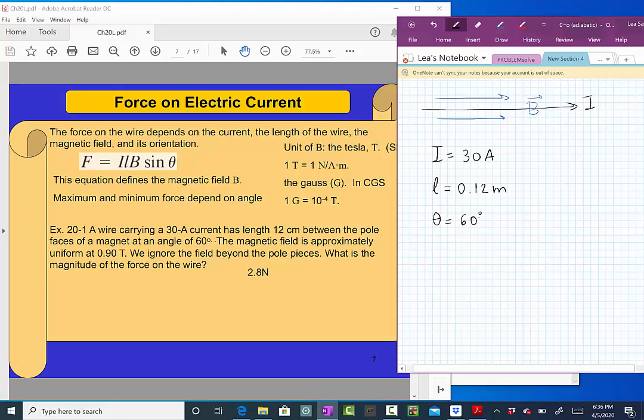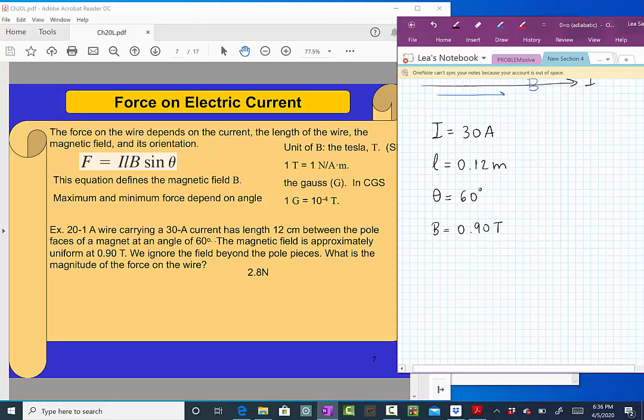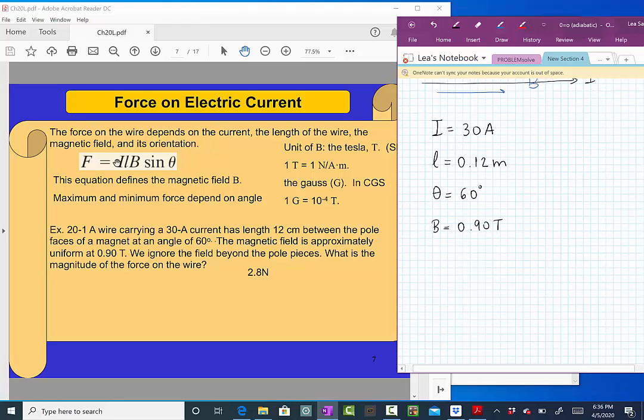This is important. And they tell us more. They say that the magnetic field is approximately 0.9 Tesla. So now we have everything. We just have to put all that into the equation. Current, length, field, and the sine of 60 degrees. And you're going to get the value of the force, which is 2.8.